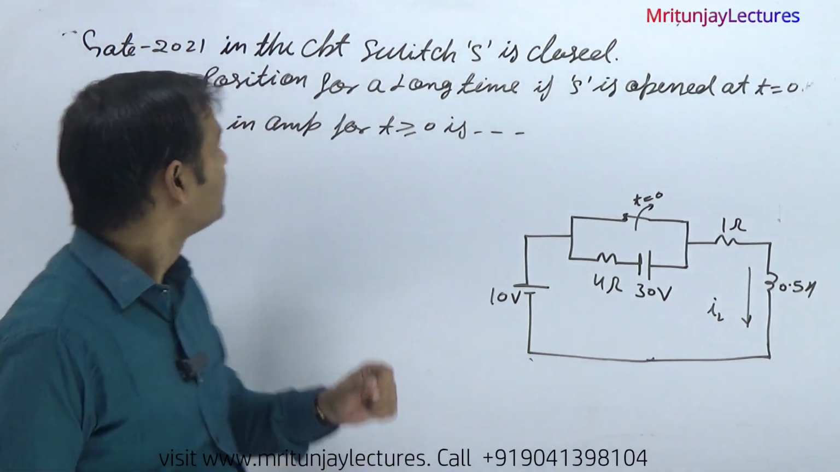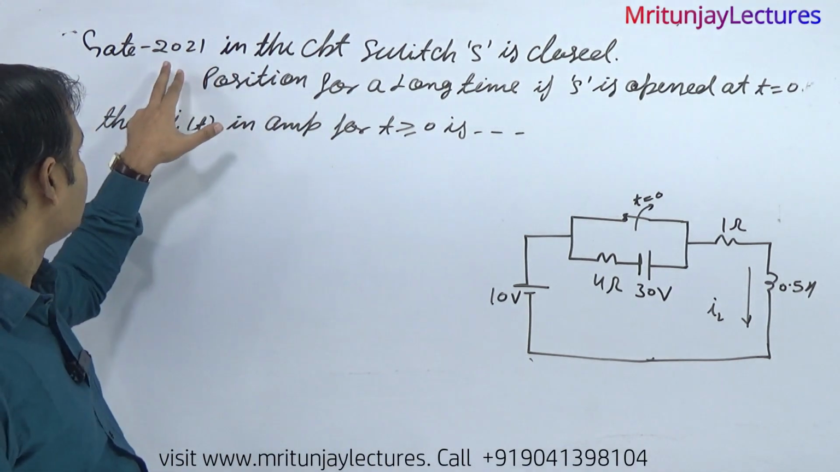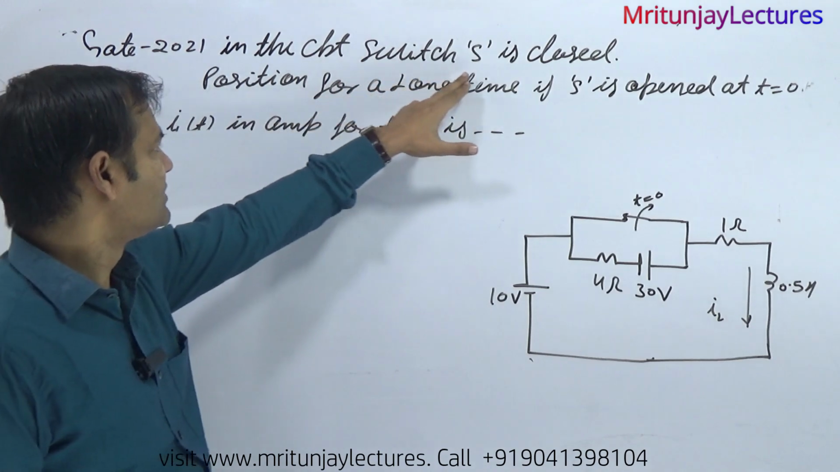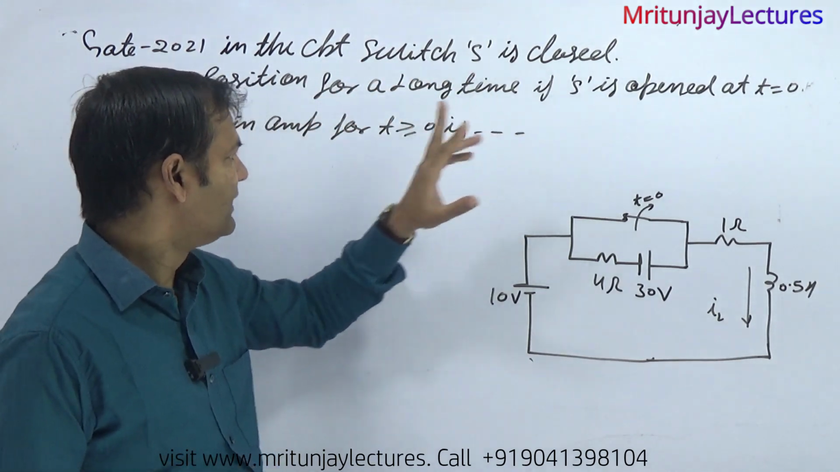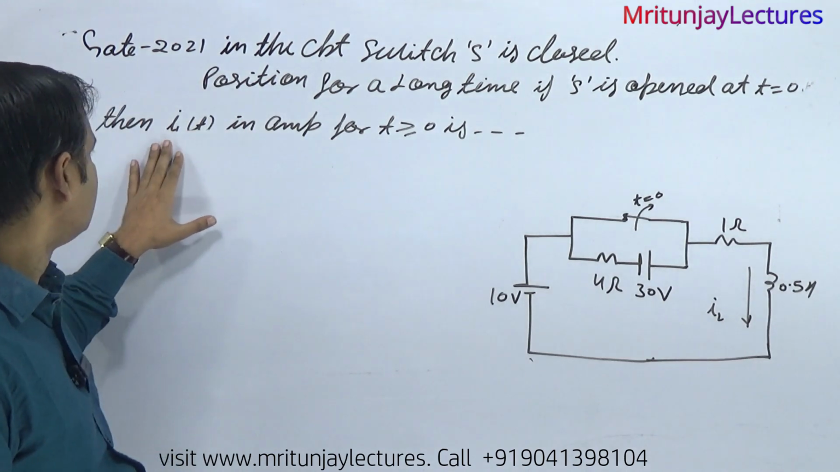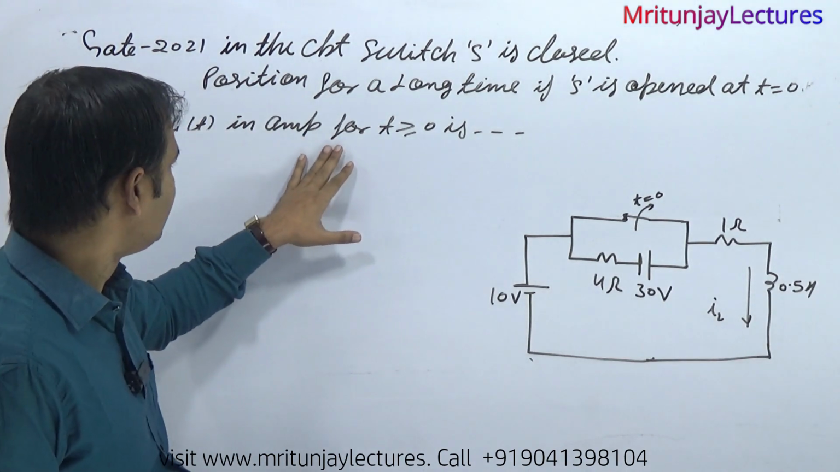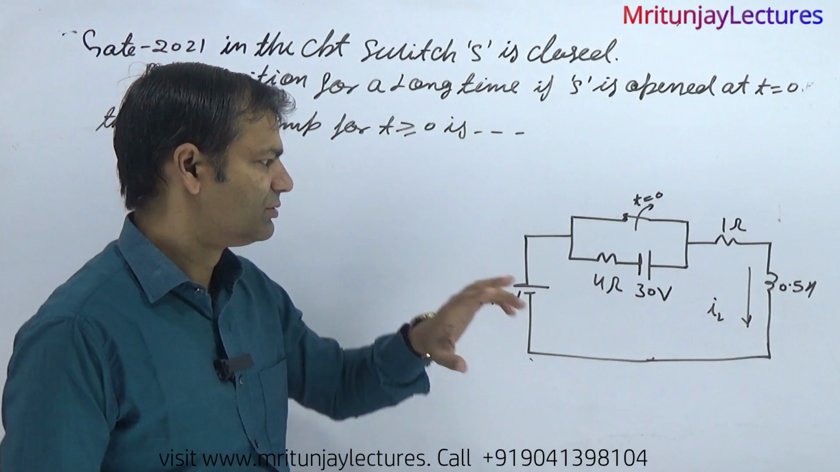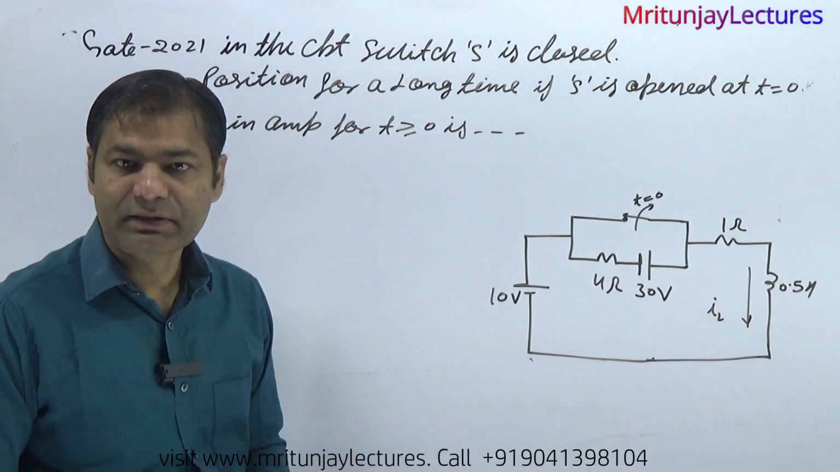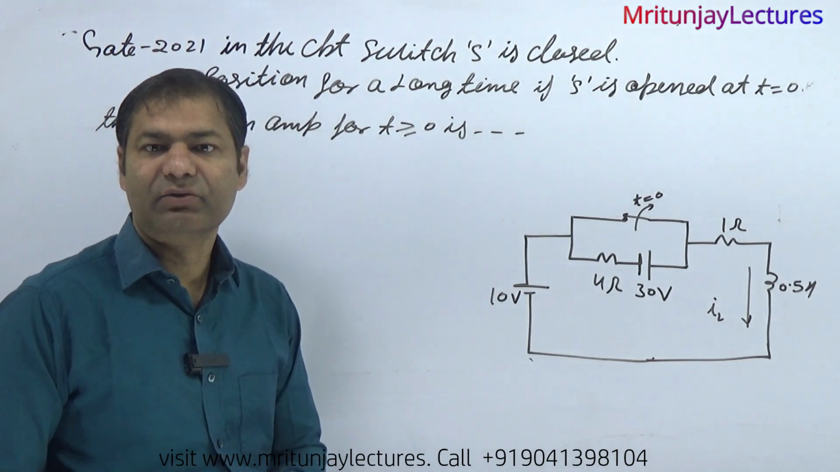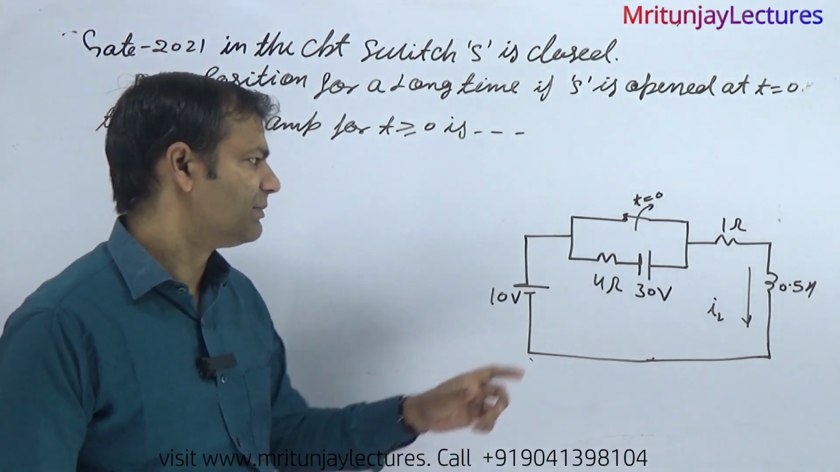Now, according to the question, first I'll read the question. In GATE 2021, in the circuit, switch S is closed for a long time. If S is open at t equal to 0, then find i_L(t) in ampere for t greater than 0. Our motto is to determine the current in the inductor for t greater than or equal to 0. So how can we determine it?